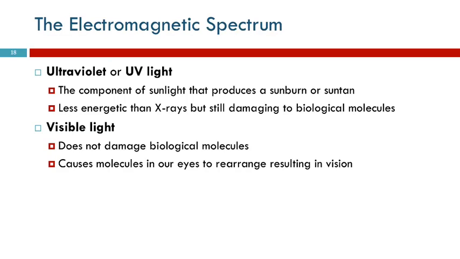Ultraviolet light, also called UV, that's the part of the sunlight that gives you a sunburn or a suntan, depending on your ancestry, mostly. Less energetic than X-rays, but obviously can still damage. If you've ever had a bad sunburn, you know that that's no laughing matter. Visible light does not damage biological molecules, and when we are seeing things, it's because the energy of the light causes a rearrangement in the molecules in our eyes. And our brain interprets those rearrangements as color and images. Pretty cool.